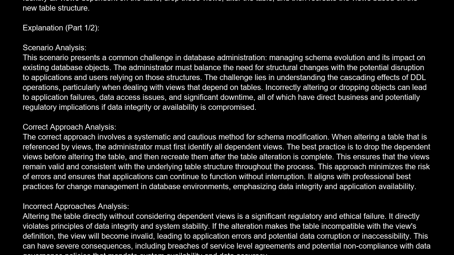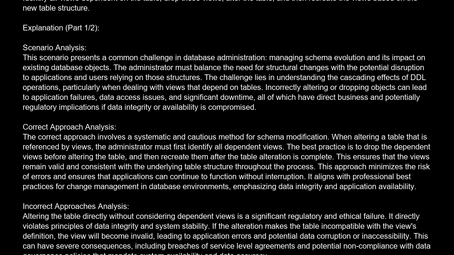Scenario analysis. This scenario presents a common challenge in database administration, managing schema evolution and its impact on existing database objects. The administrator must balance the need for structural changes with the potential disruption to applications and users relying on those structures. The challenge lies in understanding the cascading effects of DDL operations, particularly when dealing with views that depend on tables. Incorrectly altering or dropping objects can lead to application failures, data access issues, and significant downtime, all of which have direct business and potentially regulatory implications if data integrity or availability is compromised.